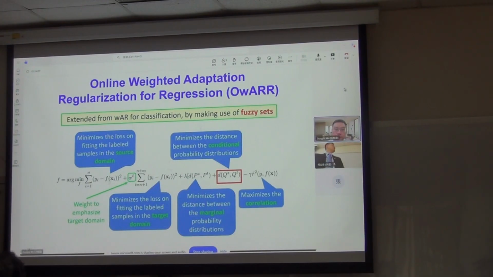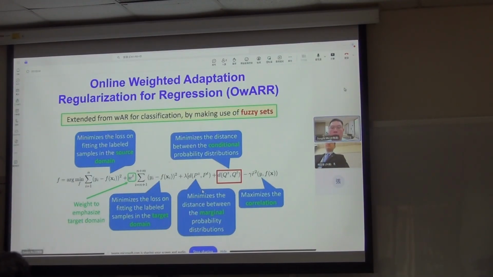The first term is to minimize the loss on fitting the labeled samples in the source domain. So here, yi and xi are labeled data from the source domain, from the old subjects. And the second term is to minimize the loss on fitting the labeled samples in the target domain. So here, yi and xi are a very small number of labeled samples from the target domain, from the new subject. Because this is a regression problem, we use mean squared error in the first 2 loss terms.